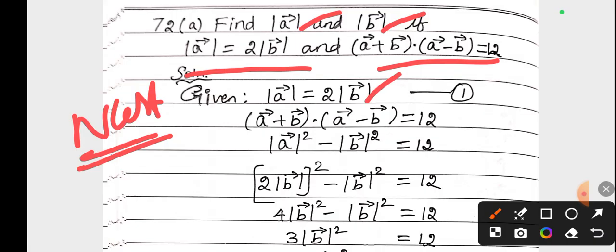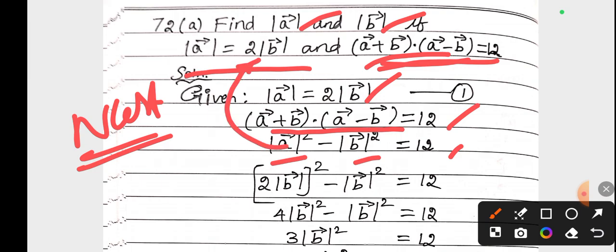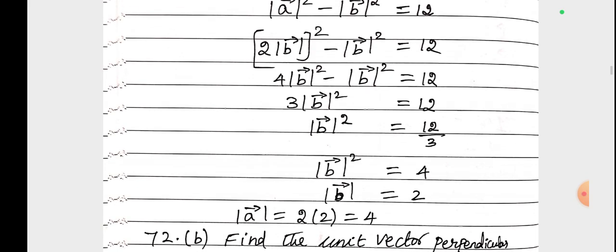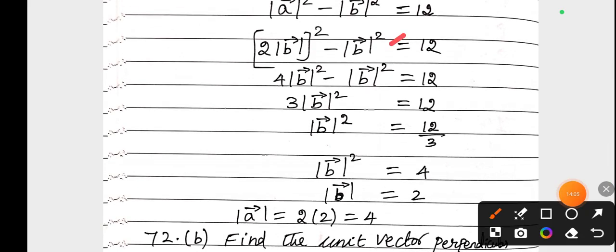Magnitude of A vector is 2 times magnitude of B vector, and another given is A vector plus B vector dot A vector minus B vector equals 12. So you know if you multiply inside each, you will get magnitude of A square minus magnitude of B square equals 12. Or you can write A plus B into A minus B, A square minus B square also. What is the magnitude of A vector value now? 2 into magnitude of B vector. So 2 into magnitude of B vector whole square, then minus magnitude of B vector whole square.